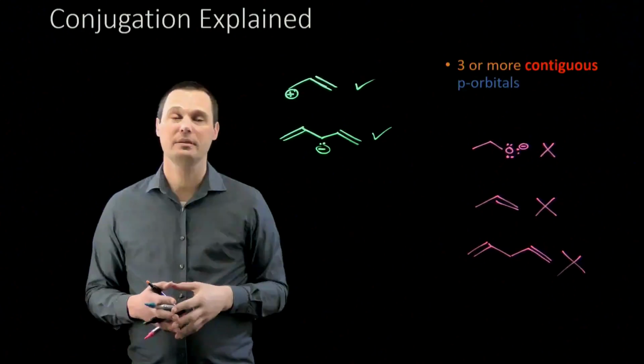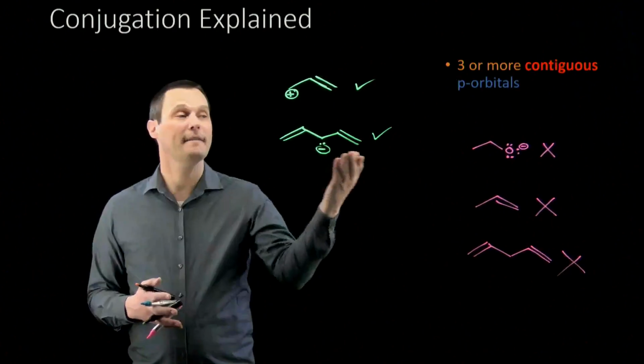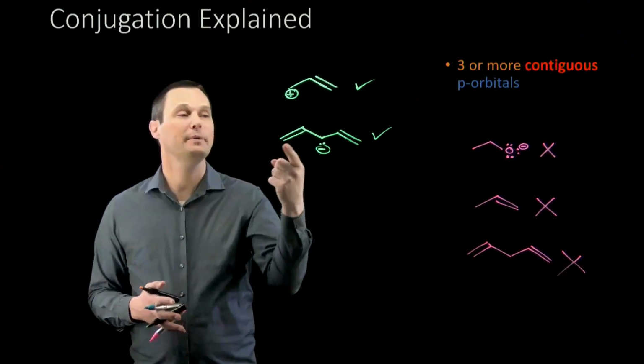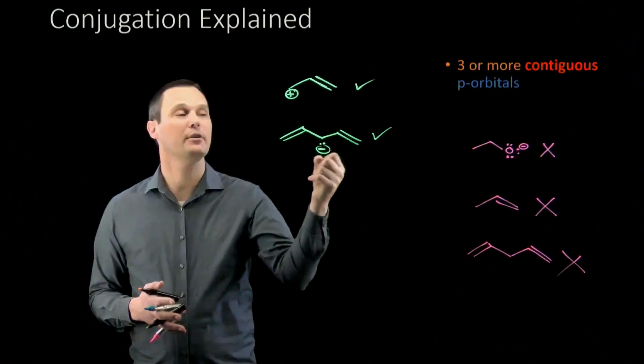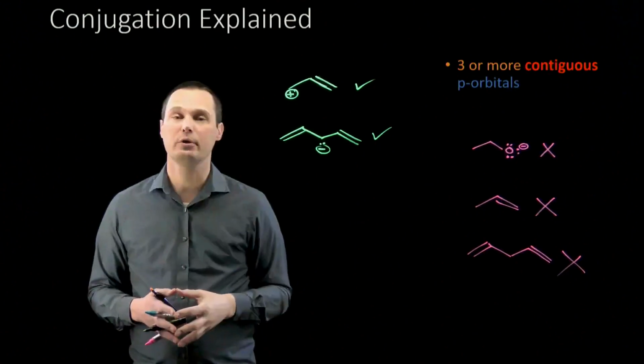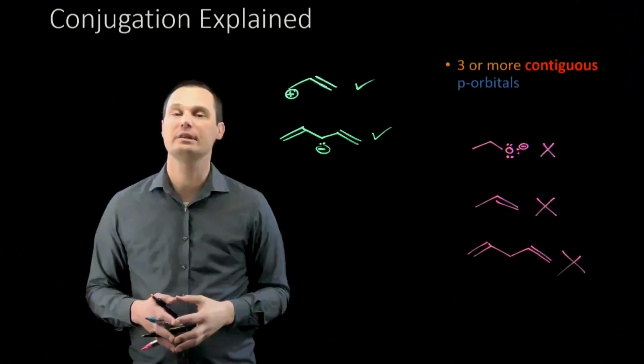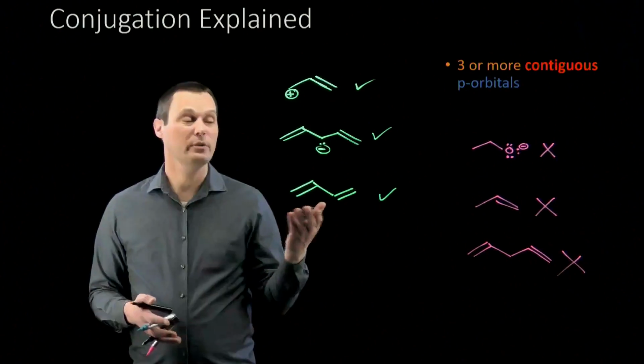Conjugation is not limited to positive charges, and it's not limited to 3 atoms. Here we have 5 atoms in conjugation. We have 2 p orbitals on the pi bonds, we have 2 p orbitals on the other pi bond, and the lone pair lives in a p orbital on this central carbon, giving us 5 contiguous p orbitals in this molecule.